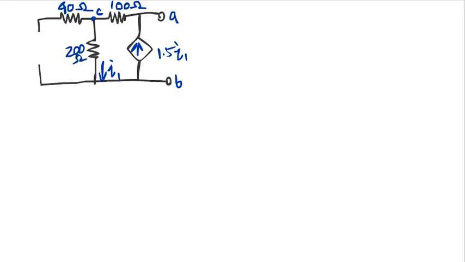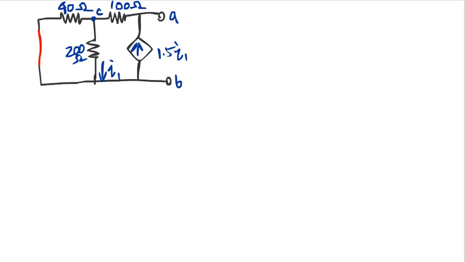Okay, so now after we have found out the Thevenin voltage, we're set out to find the Thevenin resistance. The Thevenin resistance can be found by disabling the independent source. In this particular case, the independent source would be shorted, like here.